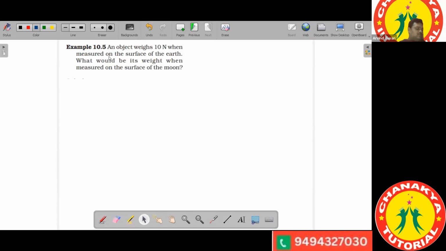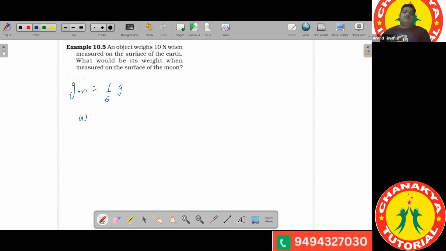It would be one sixth of the weight. An object weighs 10 Newton on the surface of Earth. Its weight on the moon is 1 over 6 of 10. So this is a straight away answer. For this, you should just know the value of the acceleration due to gravity on moon. The value on moon is 1 over 6 of the acceleration due to gravity on Earth. So G on moon equals 1 over 6 of G on Earth.